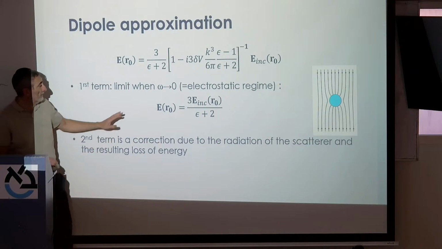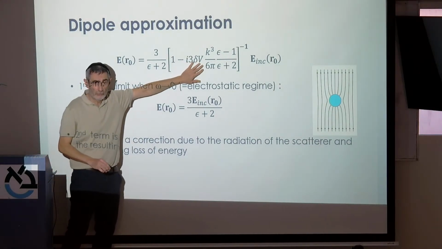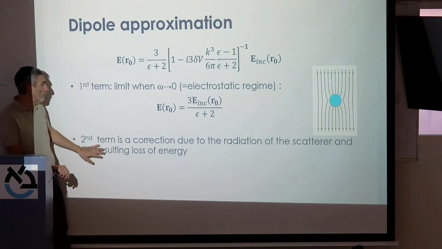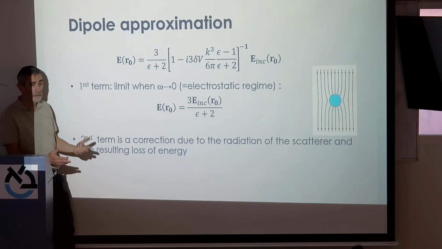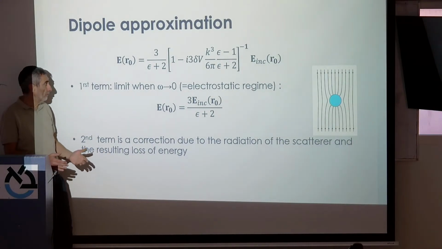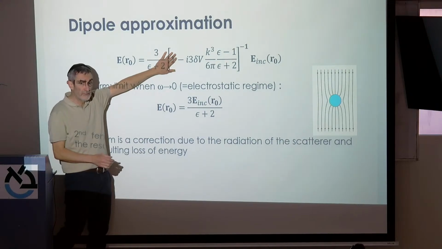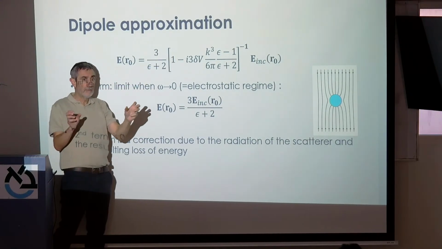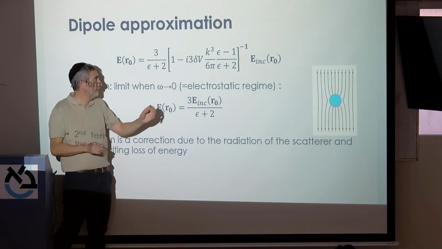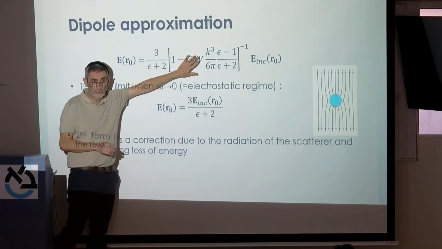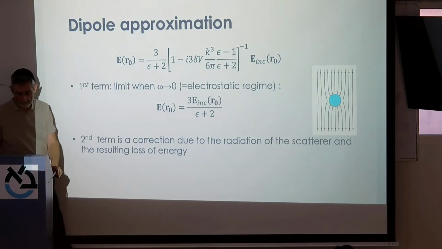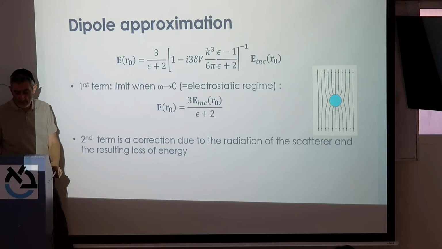Now the second term here, very important. The second term will be a correction due to the radiation of the scatterer. So this is the electrostatic case, the static case. But because the scatterer oscillates, it gives you a correction here. This is the term that we have here. So it's a dynamic correction.